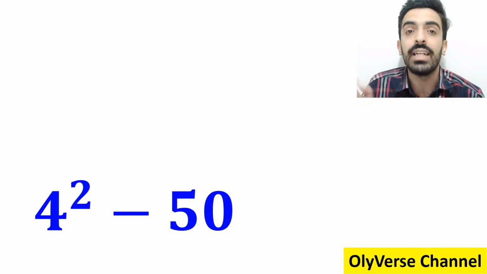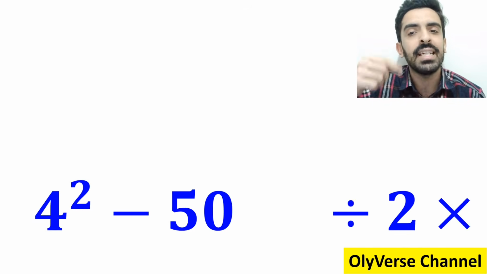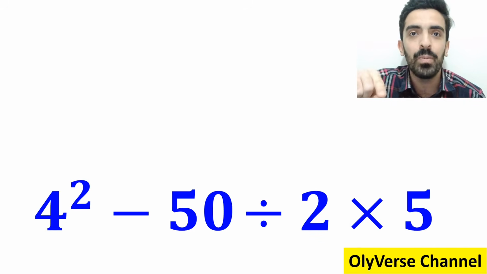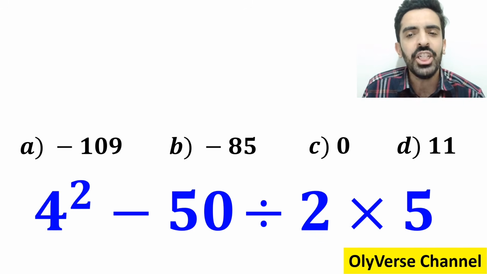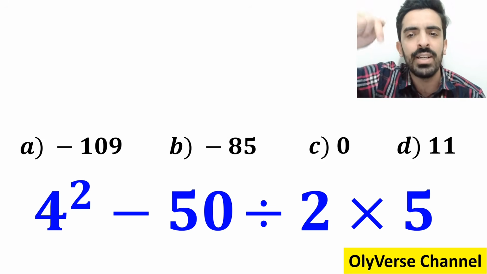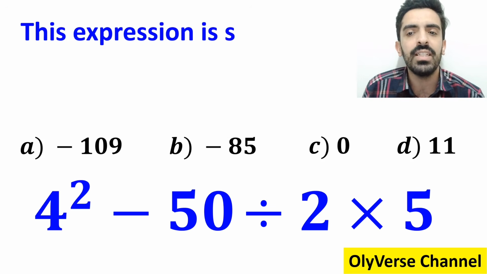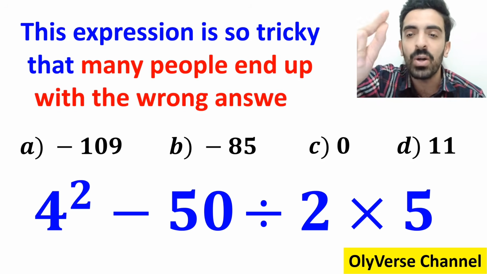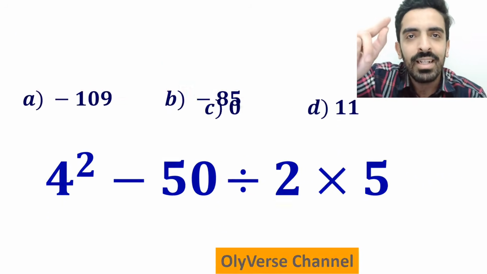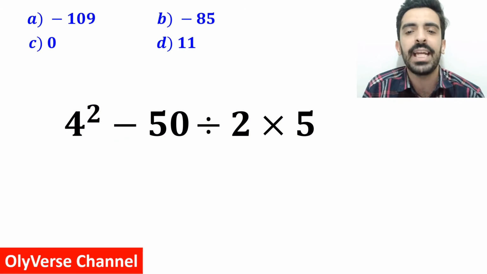What is the value of the expression 4 squared minus 50 divided by 2 multiplied by 5? Which option do you think is the correct answer to this question? This expression is so tricky that many people end up with the wrong answer. Let's dive in and break it down step by step together.